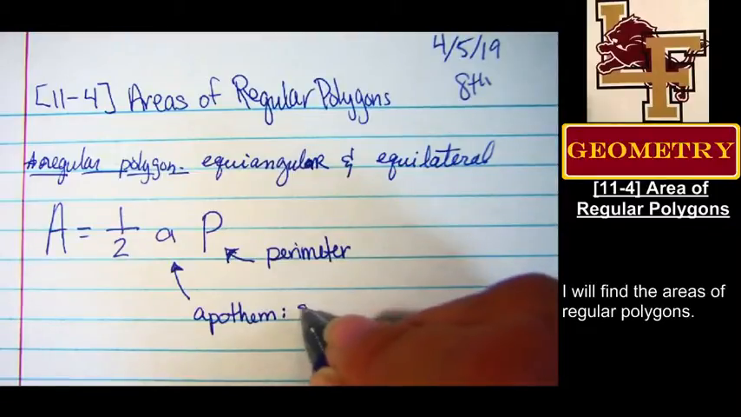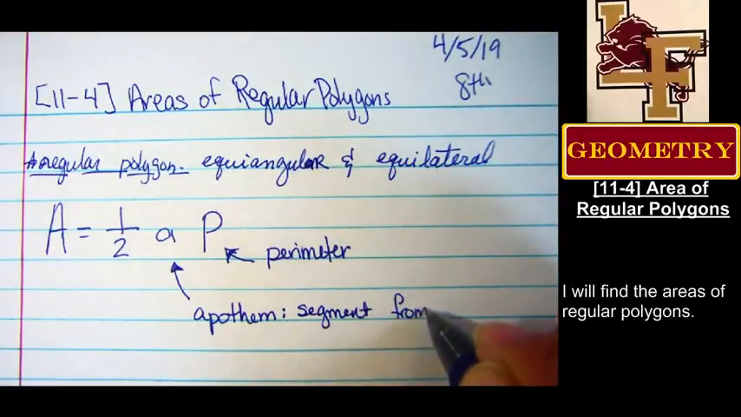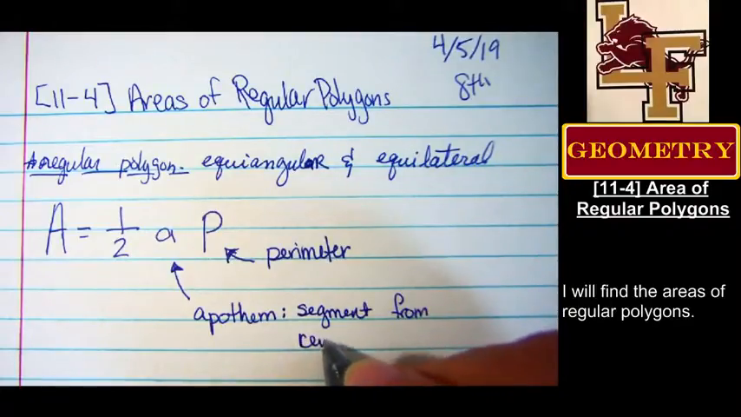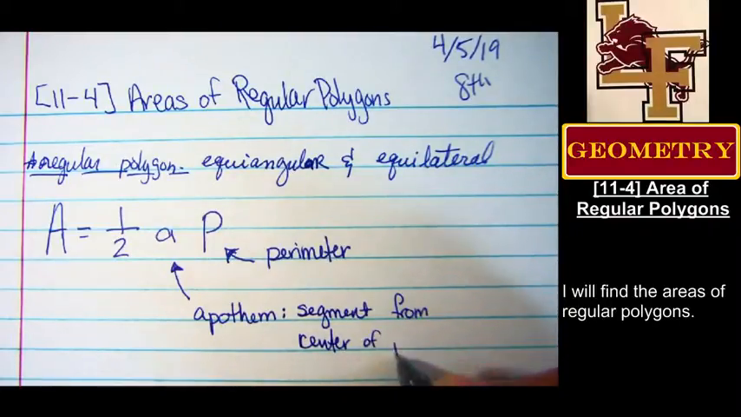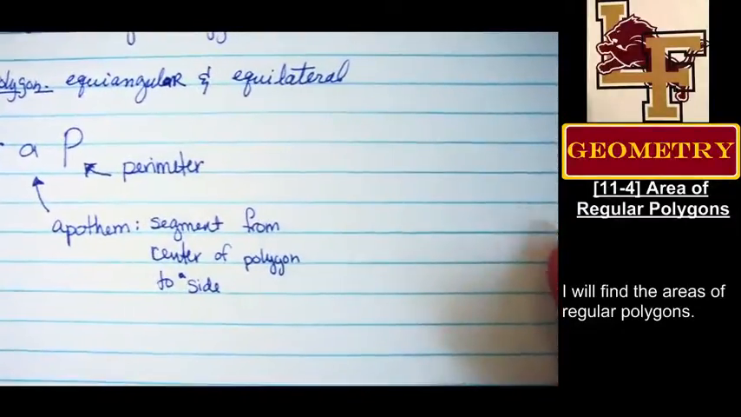An apothem is a segment, a piece of a line that goes from the center of our shape all the way to a side. Any side you want. Okay, so let's draw a polygon.